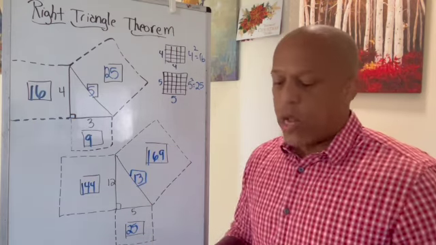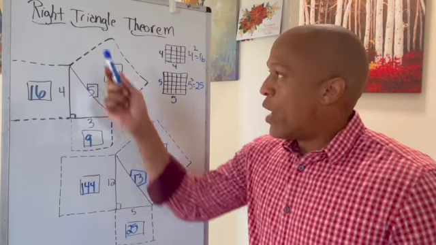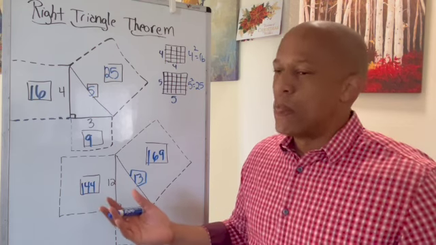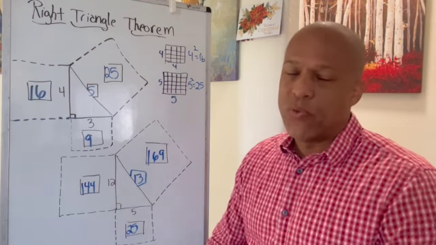Okay. This is a great way to do Pythagorean theorem or right triangle theorem without having to even memorize one of the easiest formulas we have in math, which is a squared plus b squared equals c squared.